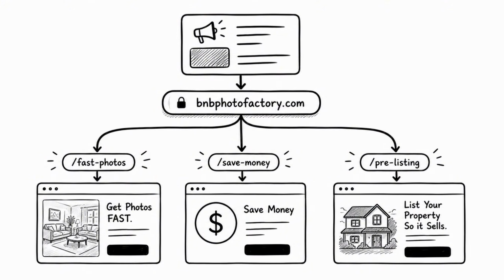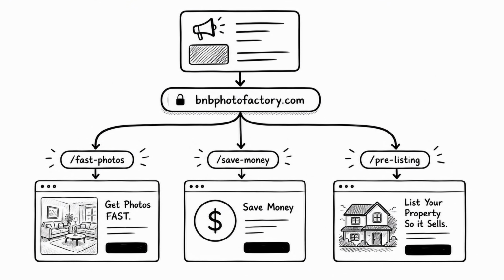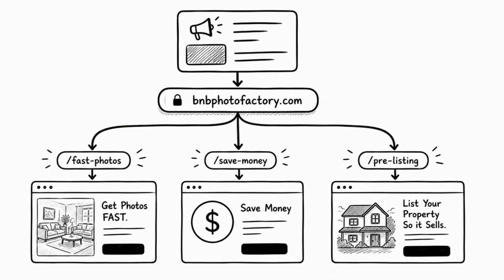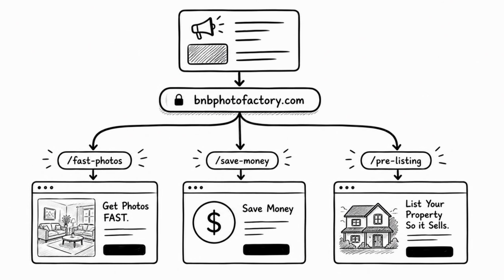Widget.com/problem A, widget.com/problem B, okay? Now problem A could be getting your photos really, really fast, right? Problem B could be saving money on these photos. Problem C could be get photos before you even have the property in your hands, right? These could be the problems, right? I could run 3 different ads. I could run the save money ad and funnel it to the save money landing page. That's a huge high-level marketing tip for you guys.